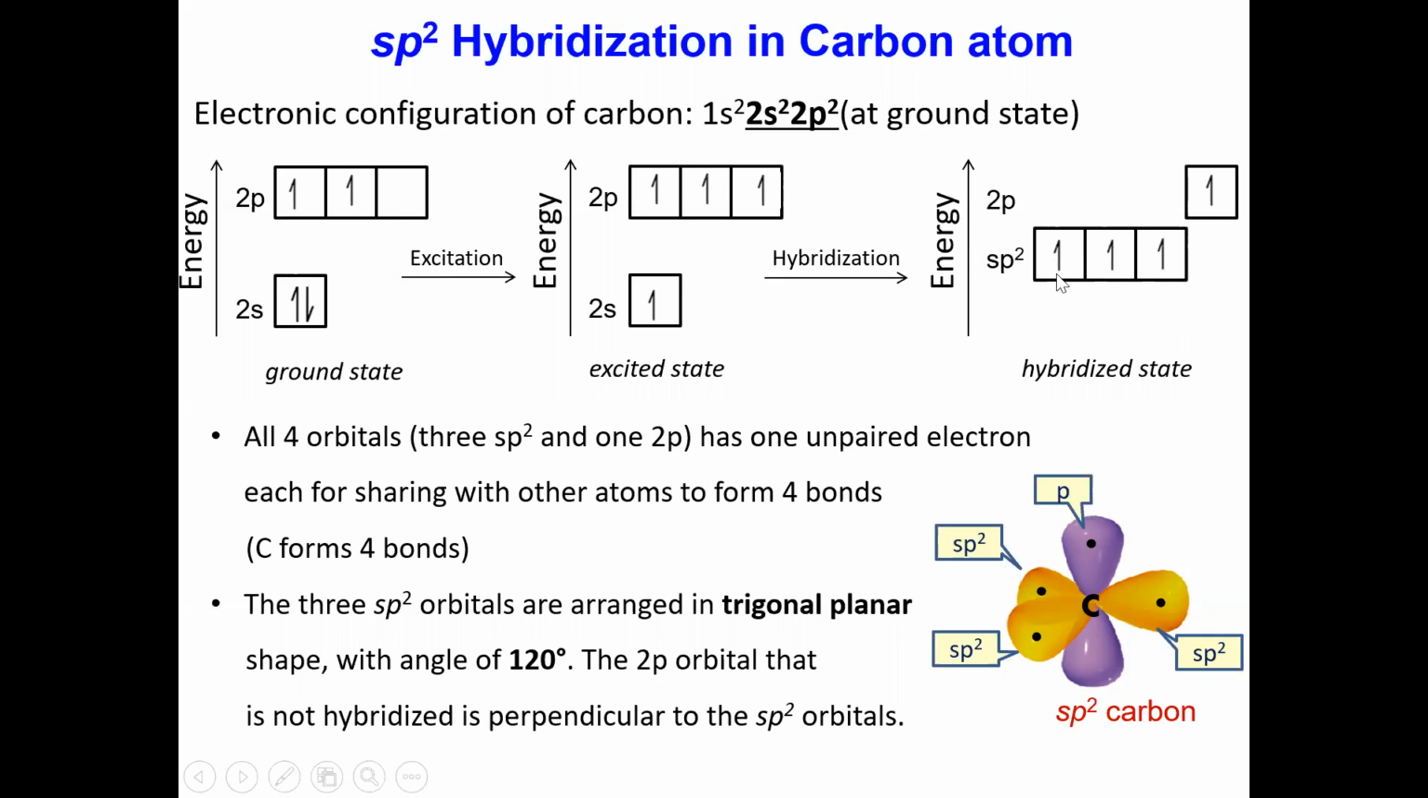Okay, if we look at the diagram, the sp2 orbitals have energy that is in between. That means they are higher than the 2s orbitals, but they are lower in energy than your 2p orbitals. And for the 2p orbital that did not change, it still remains at the same energy level as the 2p orbitals, as shown in the diagram. So all the 4 orbitals will have 1 unpaired electron each for sharing with other atoms to form 4 bonds. The 3 sp2 orbitals are arranged in trigonal planar shape.